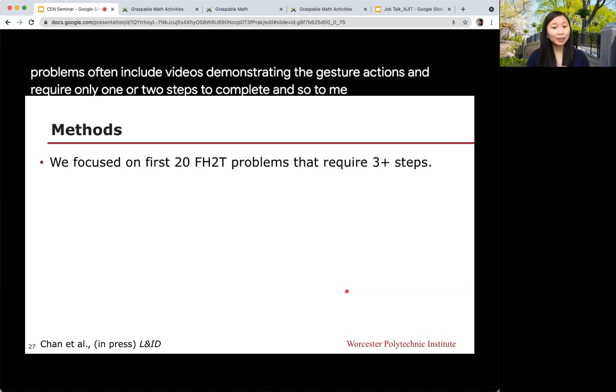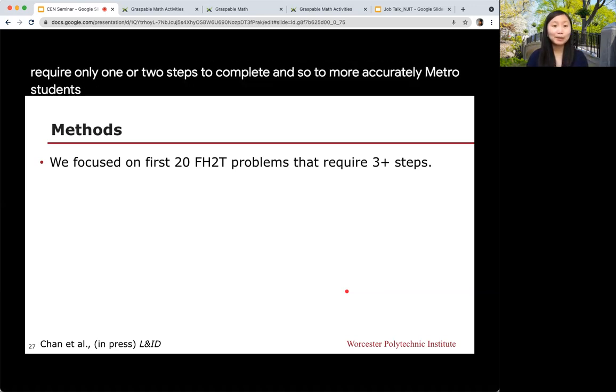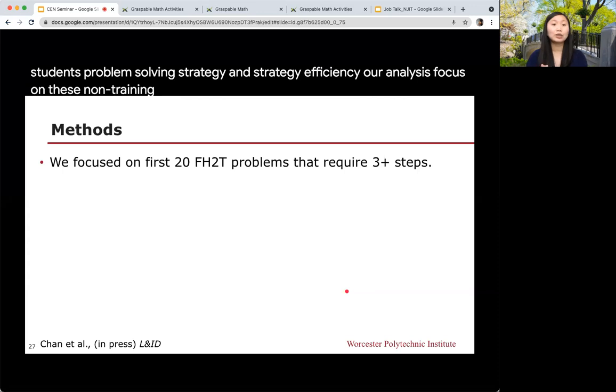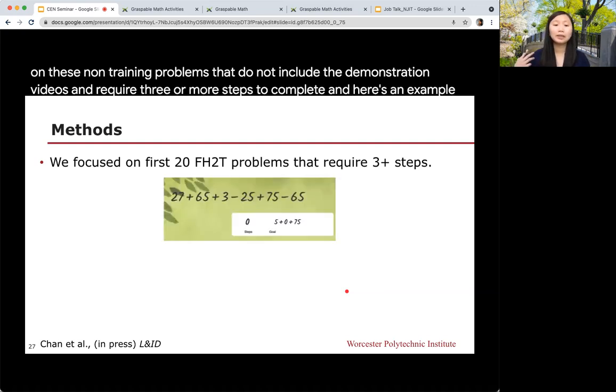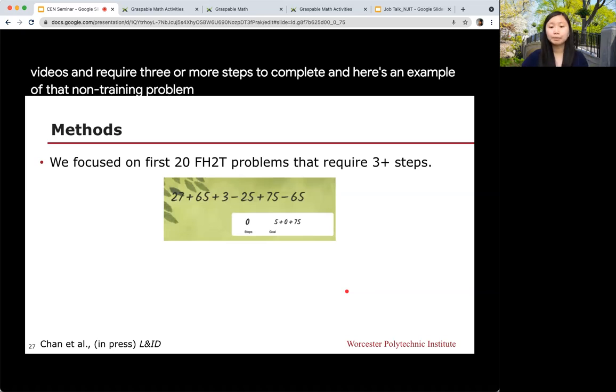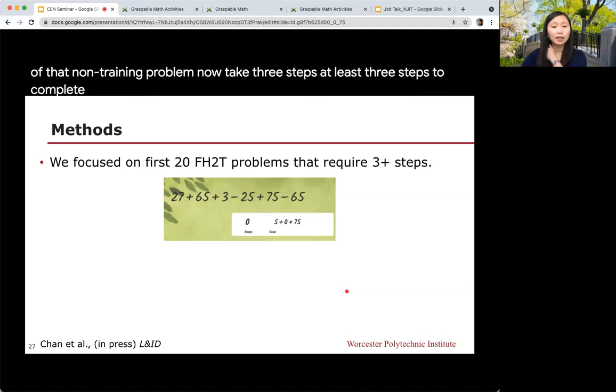And so to more accurately measure students' problem-solving strategy and strategy efficiency, our analysis focused on these non-training problems that do not include the demonstration videos and require 3 or more steps to complete. And here's an example of a non-training problem that takes at least 3 steps to complete.